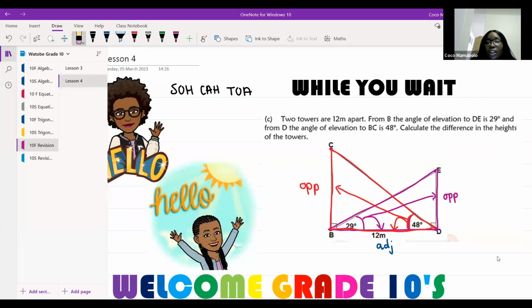Now, I just want to draw these better. Okay. So if we want to calculate for the opposite side, because that's what they want, the height of the towers, what do we have? What have they given us now? What do we have and what do we want? Have a look at the information they've given us and tell me, what do we have?